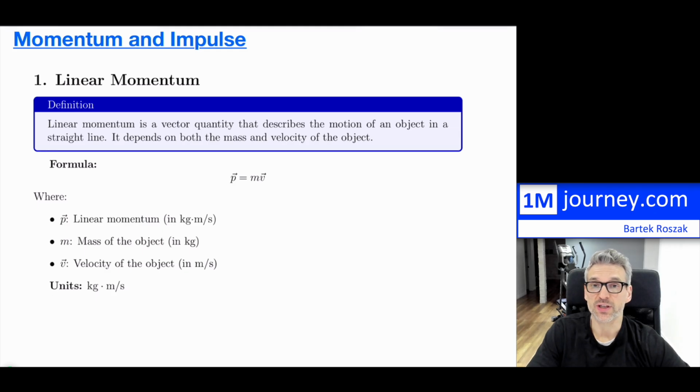Now, normally when you're studying this, at the beginning, grade 12, when you're studying momentum, it is going to be linear momentum. So it's basically in a straight line. Of course, they can change. There are other momentums, and I'll mention that in a moment.